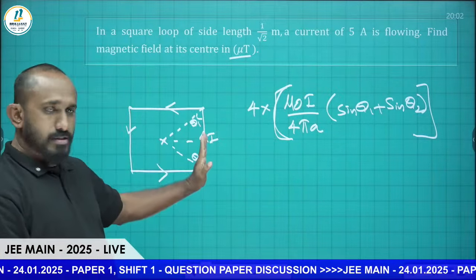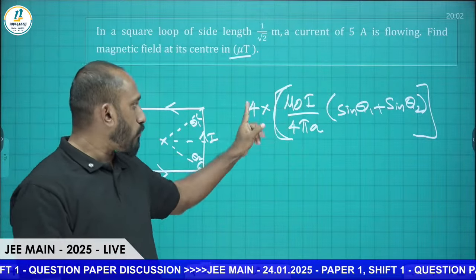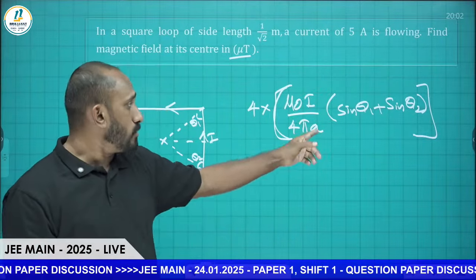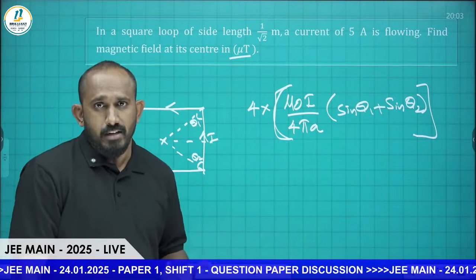So 4 times, like that one side is. Then all the 4 will give the magnetic field at the center. So net field will be 4 into mu 0 I by 4 pi a into sine theta 1 plus sine theta 2. It's a square loop only. So theta 1 and theta 2 will be 45 degrees each.